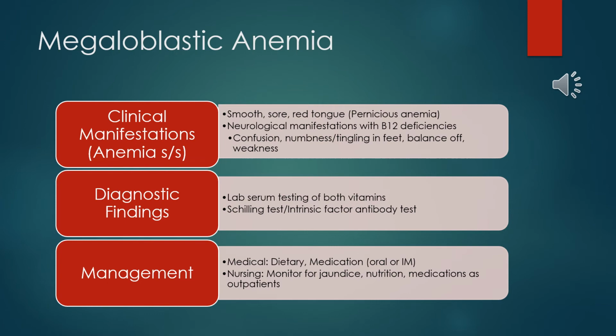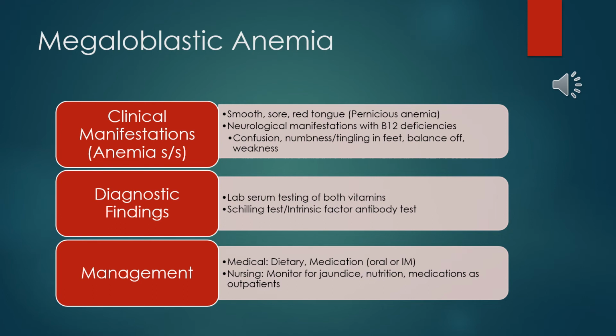Both folic acid and vitamin B12 can be measured using serum lab testing. The Schilling's test used to be the classic test to diagnose vitamin B12 deficiency. However, due to limited availability and the cost, this is not used as often. Most commonly used now to diagnose someone with a vitamin B12 deficiency due to pernicious anemia is an intrinsic factor antibody test. If the test is positive, it indicates that someone has pernicious anemia, as the antibodies inhibit the absorption of the vitamin B12.